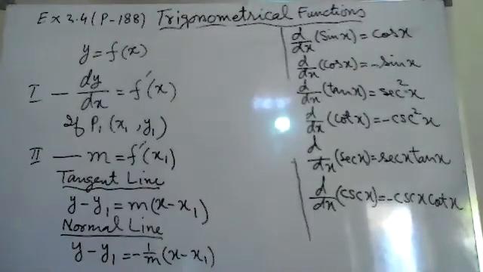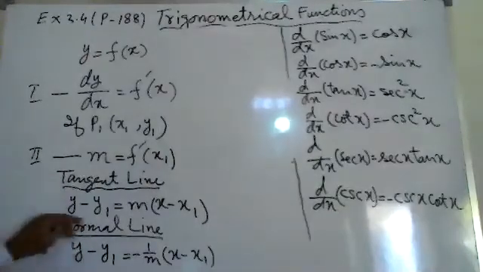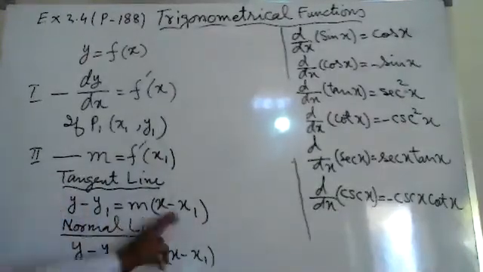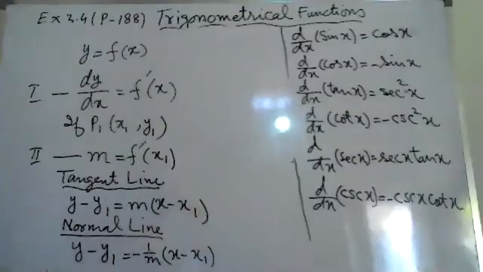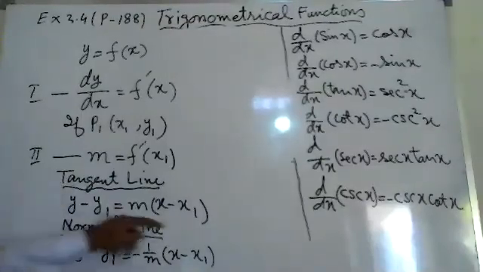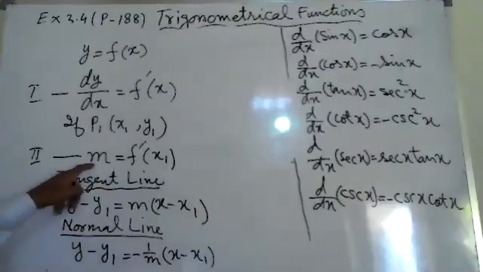Equation of the normal line. This is the equation of the tangent line. This is the equation of the normal line. If you are asked to find the equation of the tangent, you have to do up to here and then simplify this one only. There is no need to find the equation of the normal line. If you are asked to find the equation of the normal line, there is no need to find the equation of the tangent line.